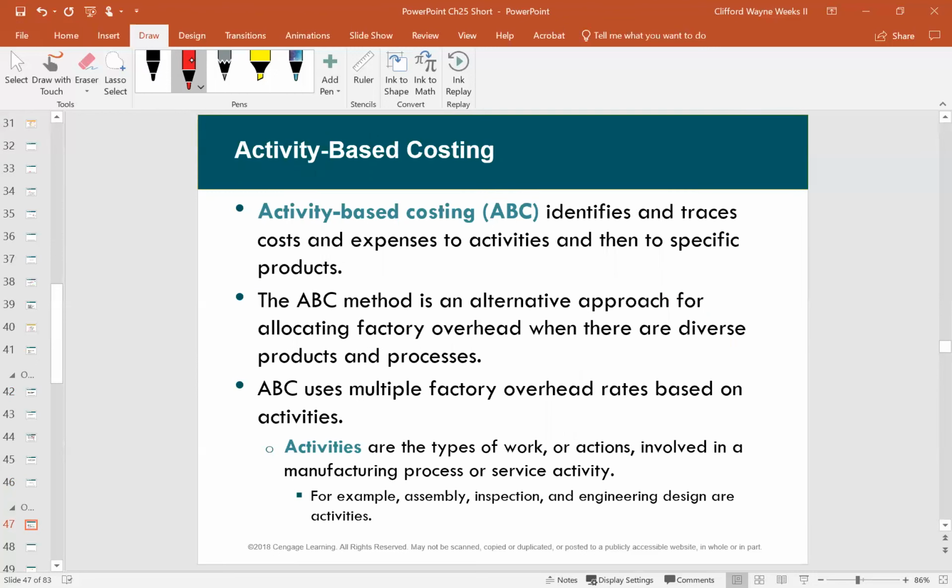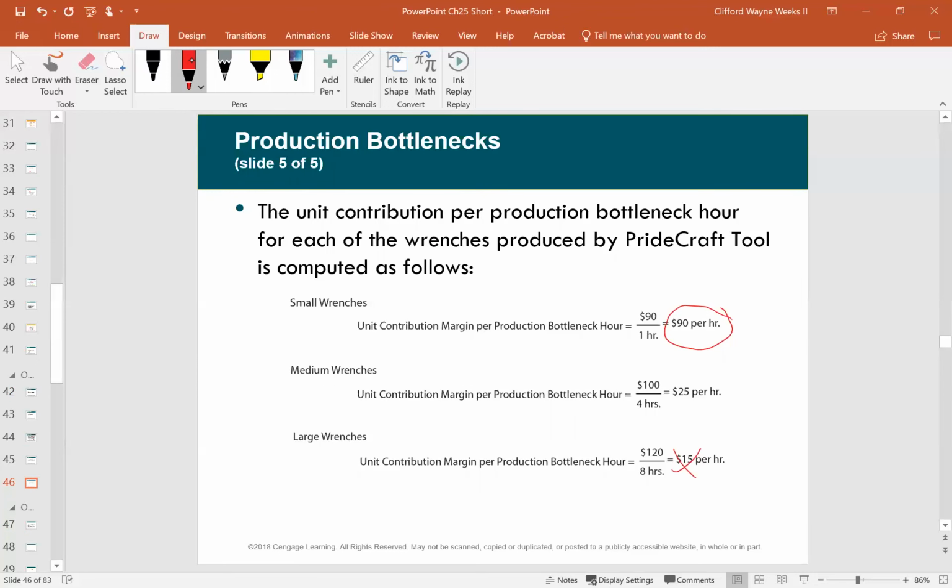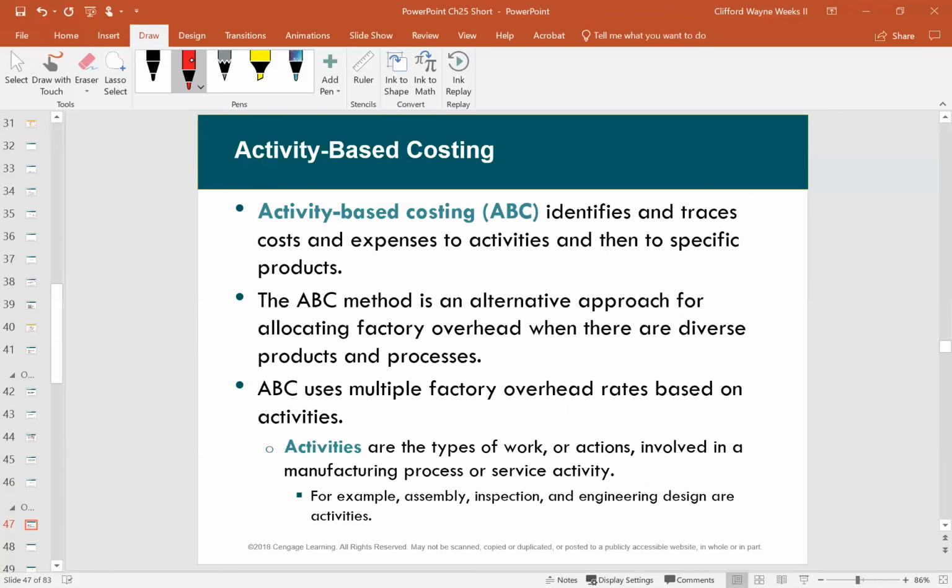It's interesting. In the textbook, they actually work backwards. I think in order to have the same bottleneck hour, they have to set the selling price of the large wrenches at like $700 per wrench, which is just unrealistic.